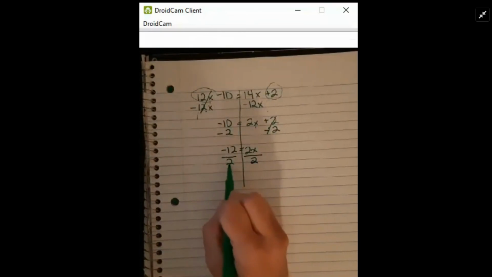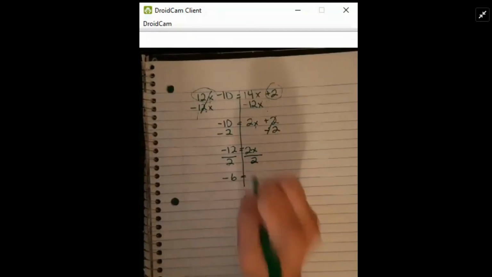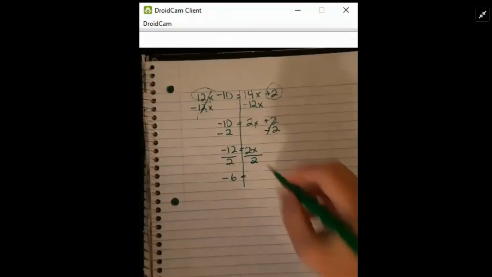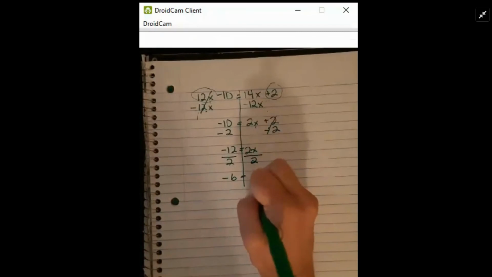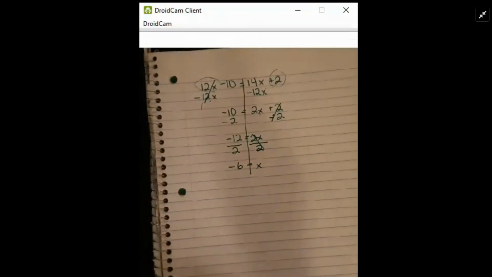So negative 12 divided by positive 2 is negative 6. And on the other side, the times 2 divided by 2, 2 divided by 2 is 1, so that's just 1x. So we just have x equals negative 6. If you'd like to plug negative 6 in, you can always check your answer.